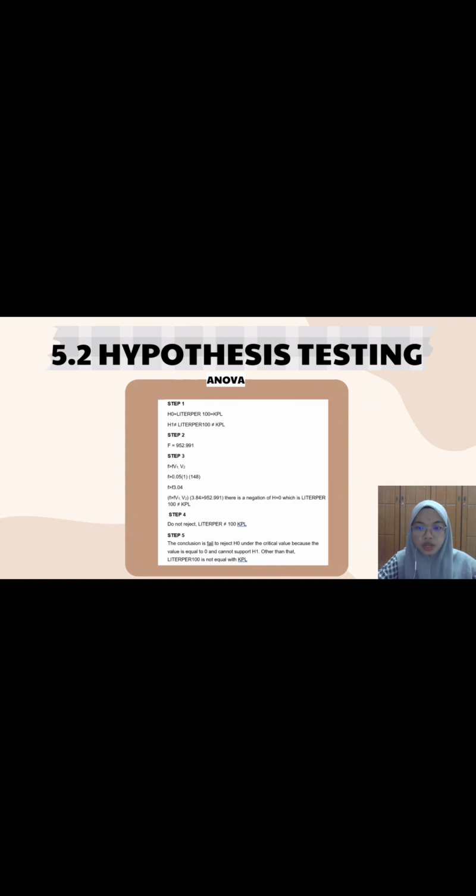For ANOVA, we also use the same five steps, and the conclusion that we get is fail to reject H0 under the critical value because the value is equal to 0 and cannot support H1. Other than that, liter per hundred is not equal with KPL.